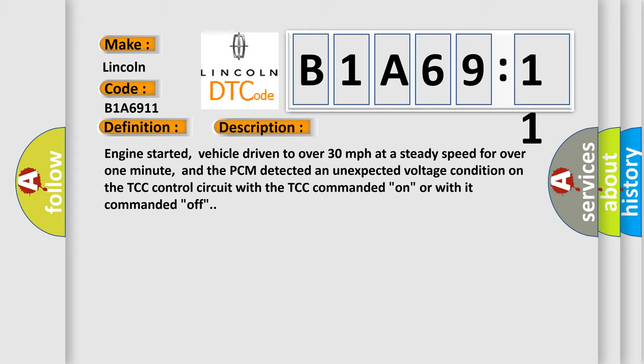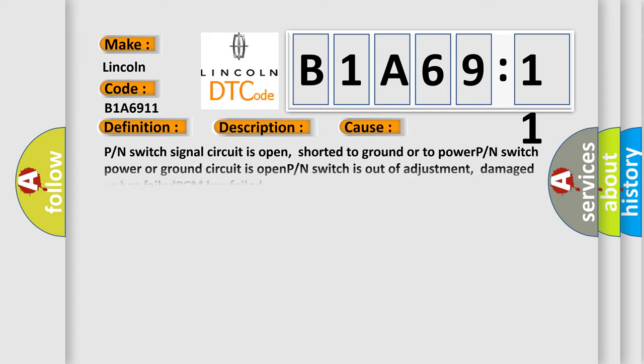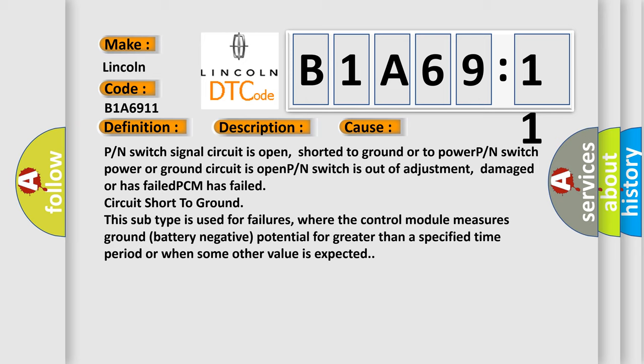Engine started, vehicle driven to over 30 miles per hour at a steady speed for over 1 minute, and the PCM detected an unexpected voltage condition on the TCC control circuit with the TCC commanded on, or with it commanded off. This diagnostic error occurs most often in these cases: P or N switch signal circuit is open, shorted to ground or to power; P or N switch power or ground circuit is open; P or N switch is out of adjustment, damaged or has failed; PCM has failed.